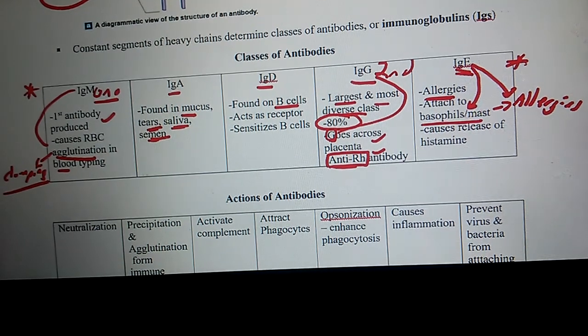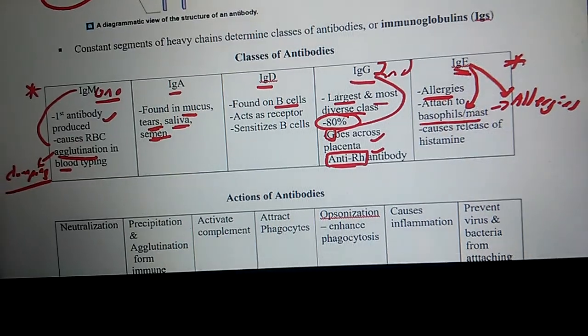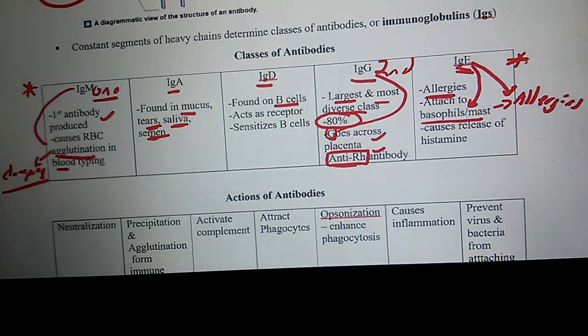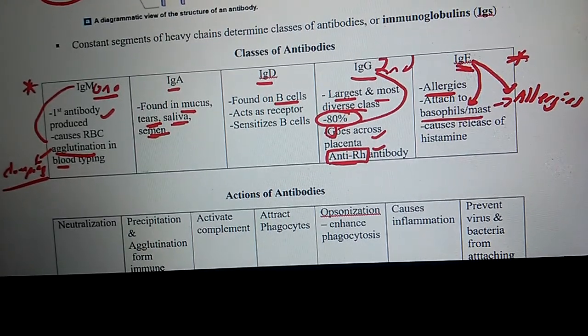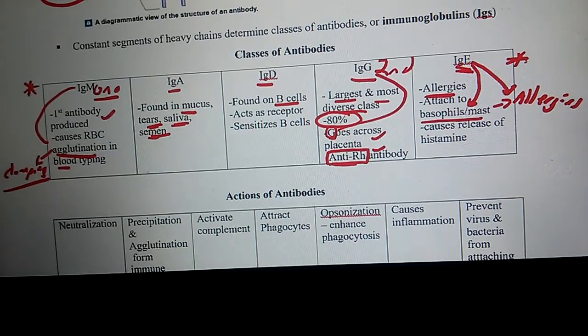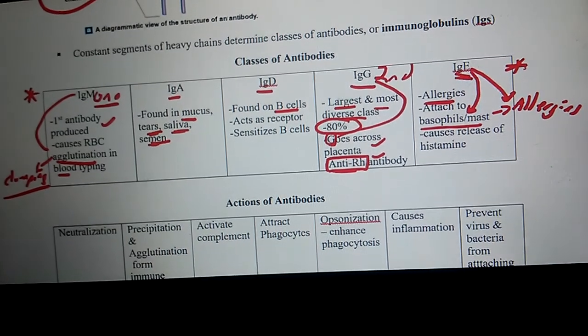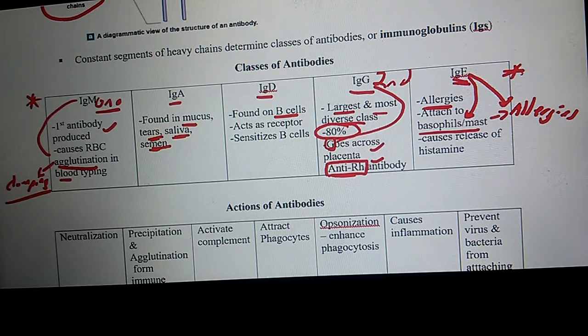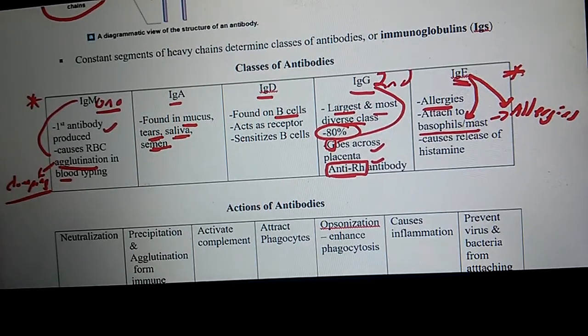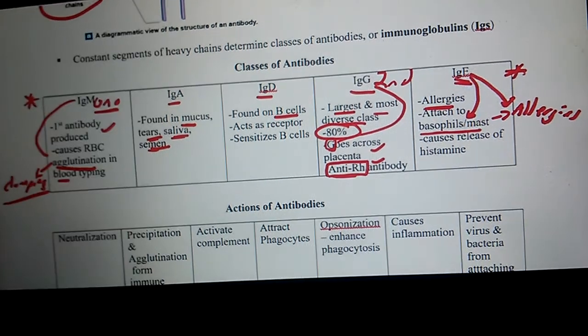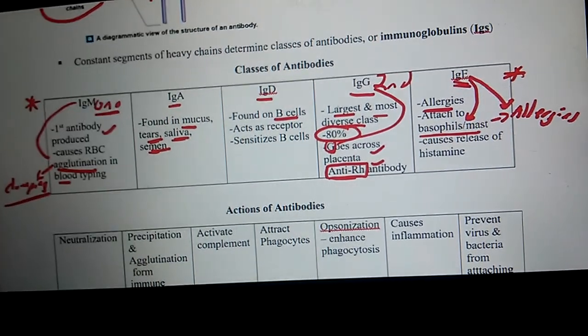Which one is the second antibody to arrive at the site of an infection? IgG. What's the most abundant? IgG. Which one is anti-Rh? IgG. Which one is found in tears? IgA. Which one causes blood clotting? Or excuse me, not blood clotting, agglutination. IgM. Okay? I would keep listening to that over and over. It's a good review.